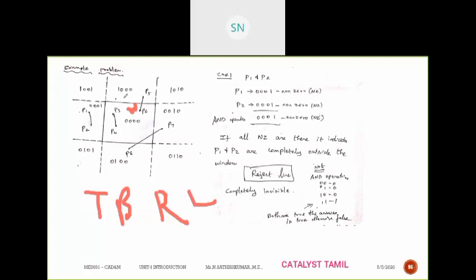Based on this formula, this is the top region, so my code is 1000. This is my bottom region, so my code is 0100. Similarly, this is my right side, 0010. This is my left side, 0001. Similarly, this is top right, this is top left, this is bottom left, and this is bottom right. Based on the respective position, I have allotted the region codes.